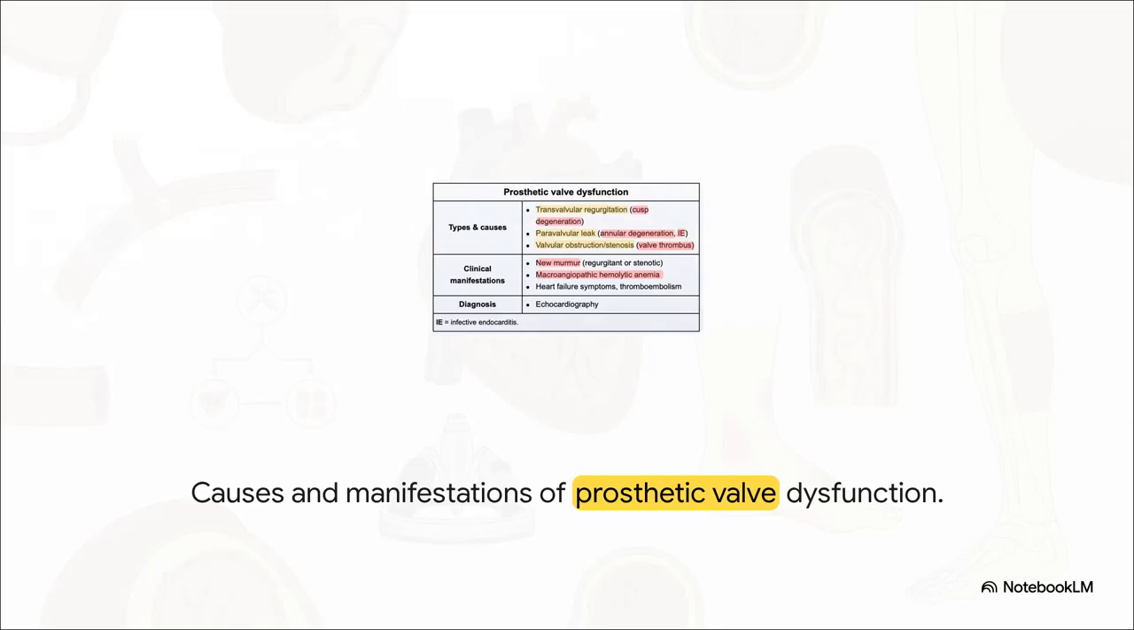So, how does prosthetic valve dysfunction actually present? You're looking for transvalvular regurgitation, a paravalvular leak, or valvular obstruction from a thrombus. Clinically, be on the lookout for a new regurgitant or stenotic murmur, sudden heart failure, or even macroangiopathic hemolytic anemia. Now, if a prosthetic valve thrombosis throws a clot, it can cause severe thromboembolism.